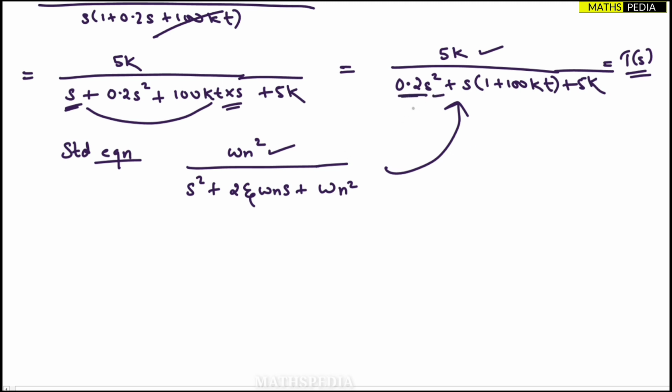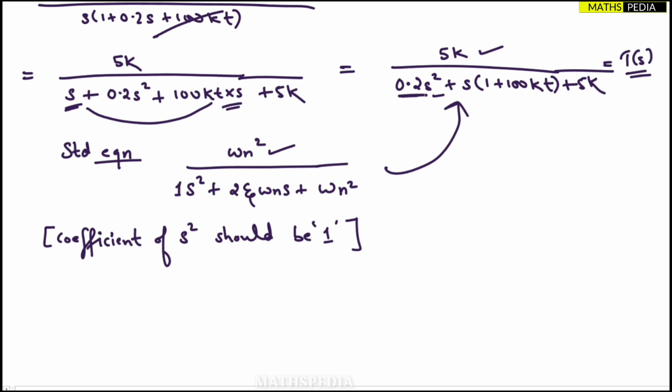Here 0.2 s square is sitting, but in the standard equation the coefficient of s square should be 1, should be unity. So therefore what we can do, we can just directly divide the entire equation, numerator as well as denominator, with 0.2. Both the things you have to divide. So what will happen now, let us see.